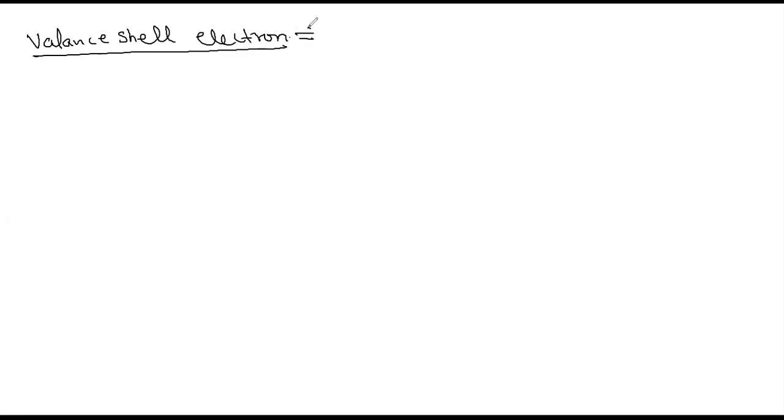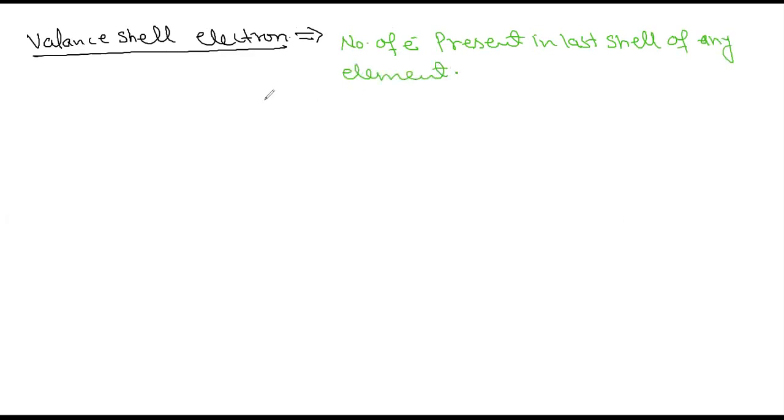What is the meaning of the valence shell electron? The simple definition is the number of electrons present in the last shell of any element only.